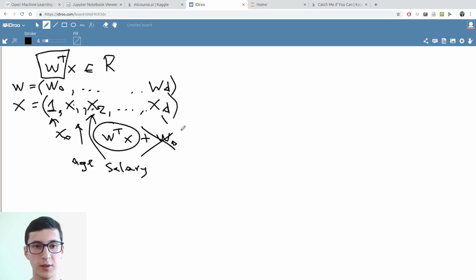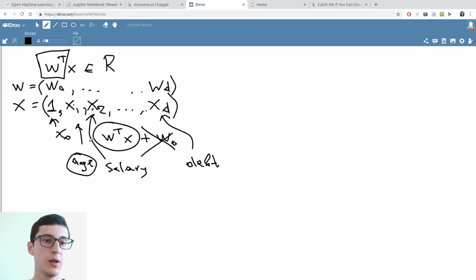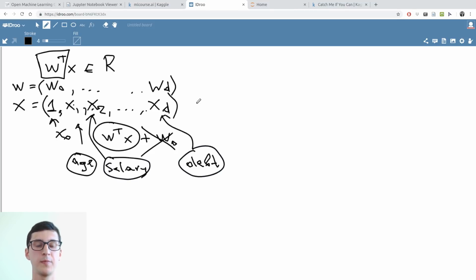And maybe xd is something like debt, if a client has a debt. And our model will learn separate coefficients for each of these features. So we'll account for age with some coefficient, so we'll multiply it by W1, we'll multiply salary by W2, and so on. We'll multiply debt by WD.